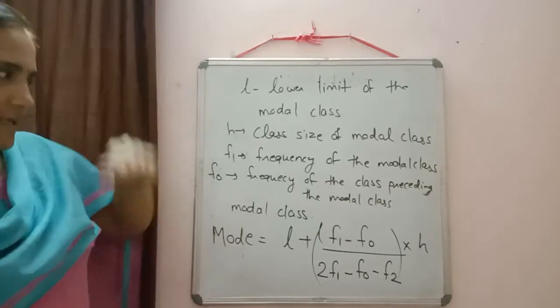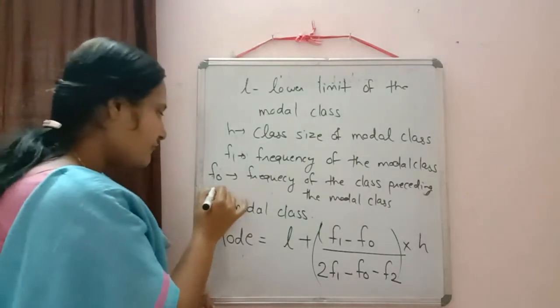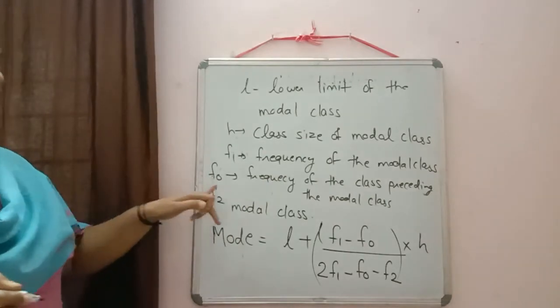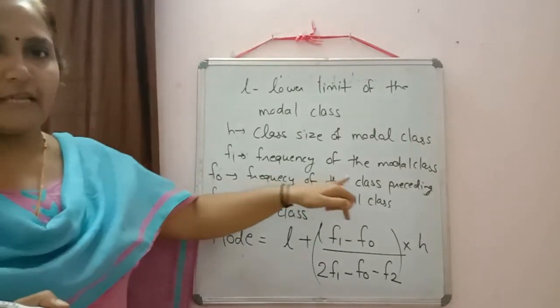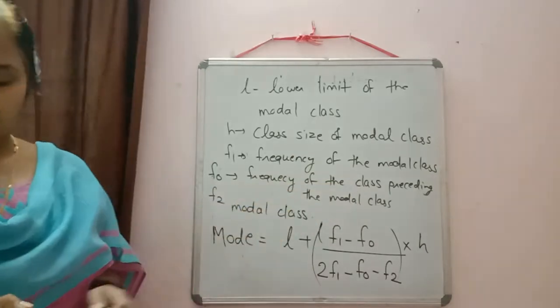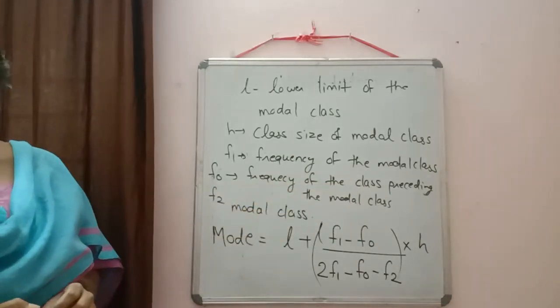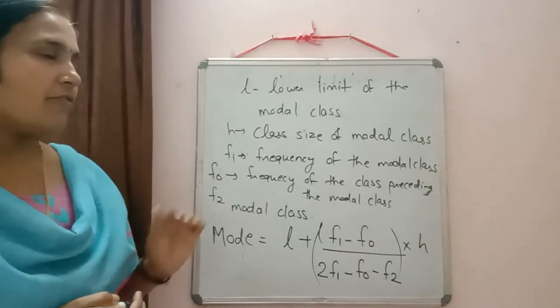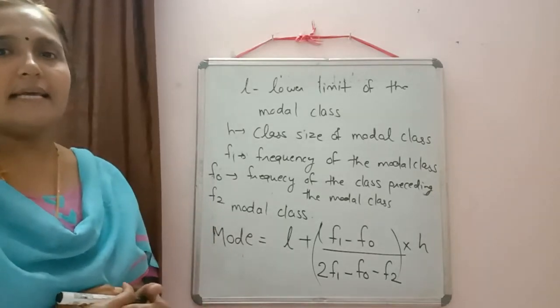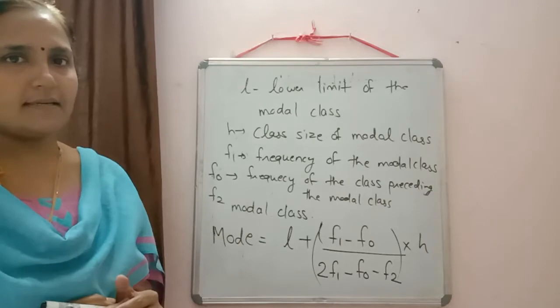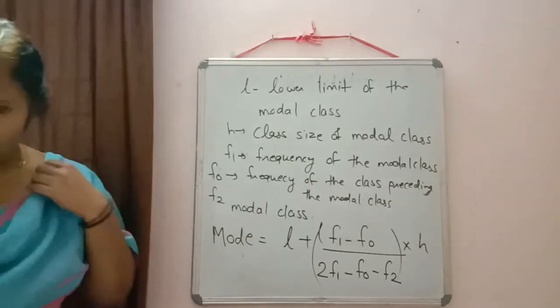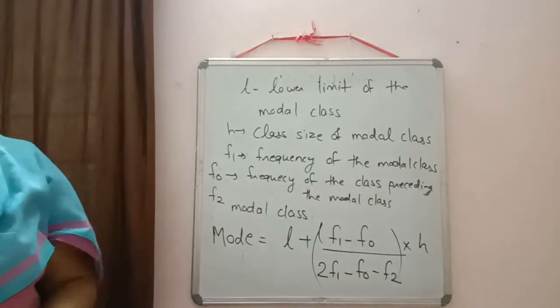Written in the same way, now F2. 2 comes after 1. So write down: F2 is the frequency of the class succeeding the modal class. Written? Okay. Now we will solve some questions based on this.